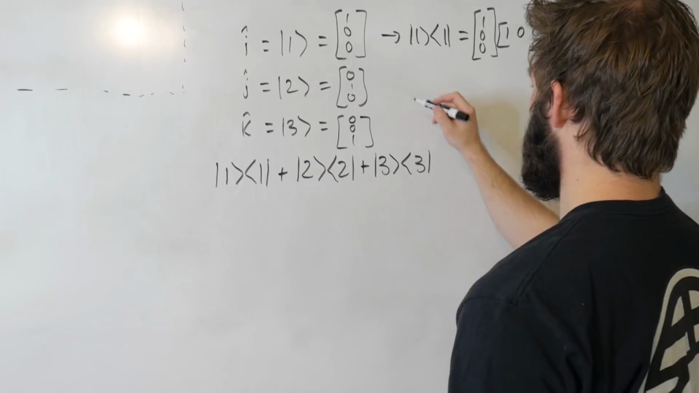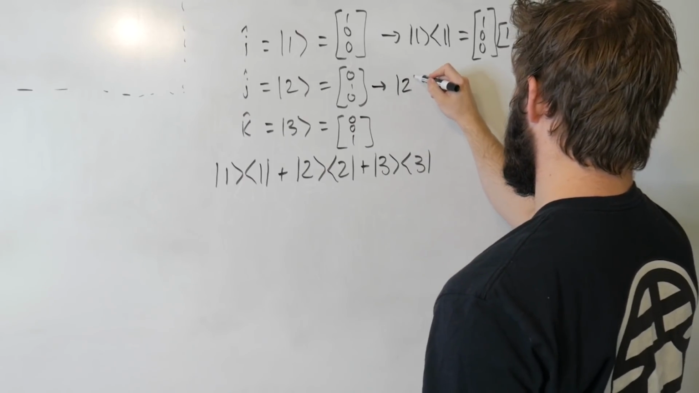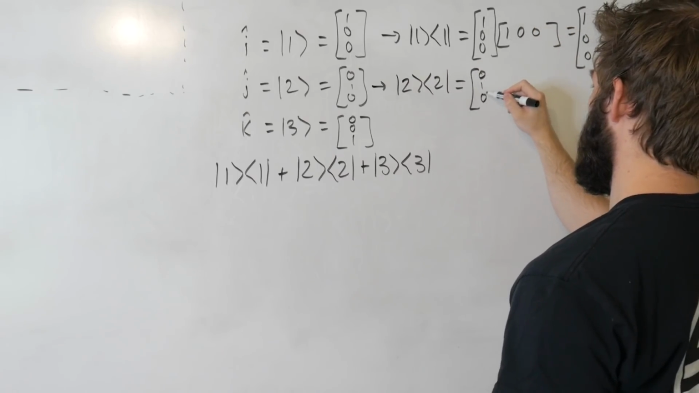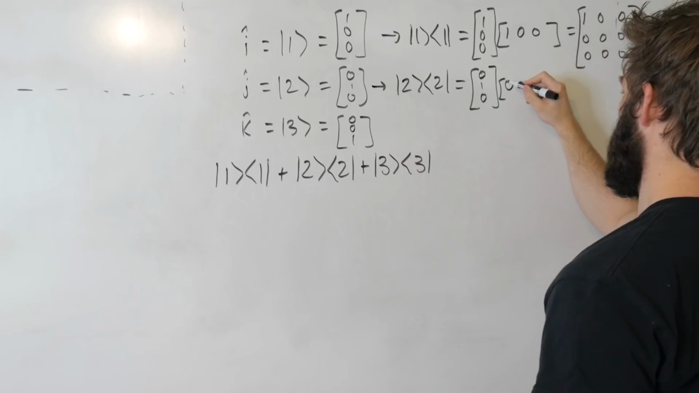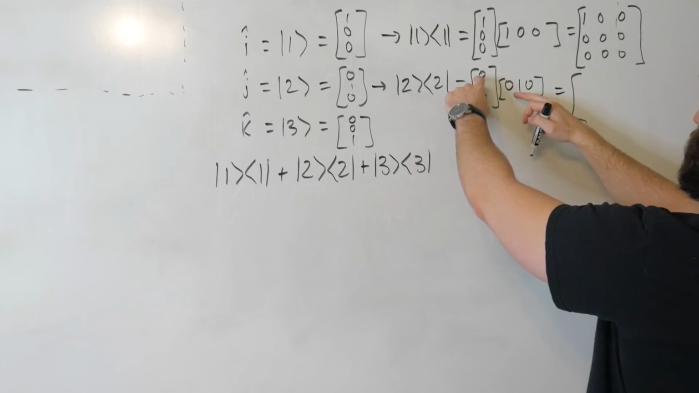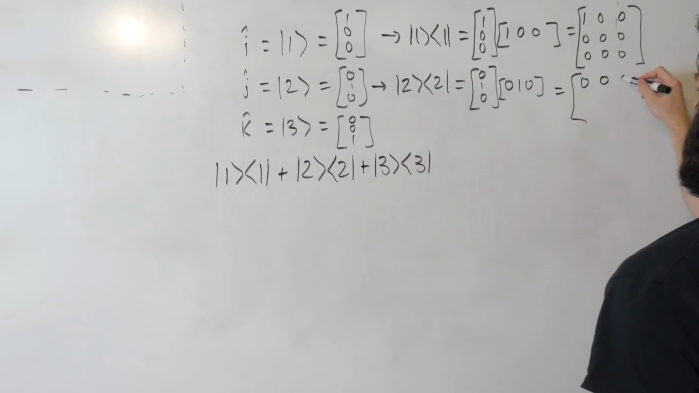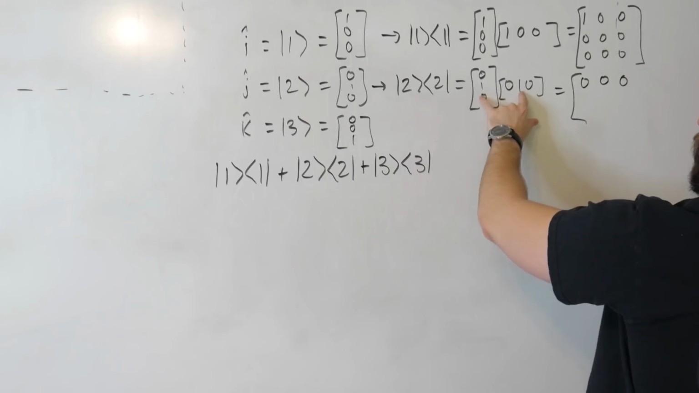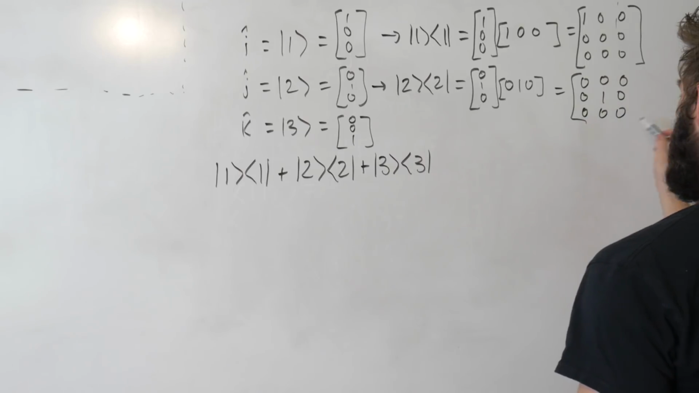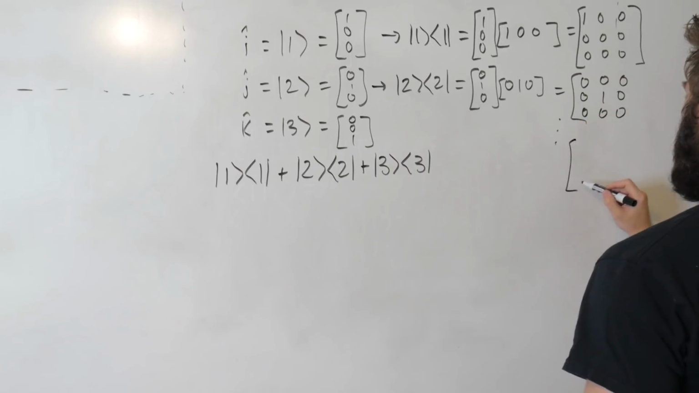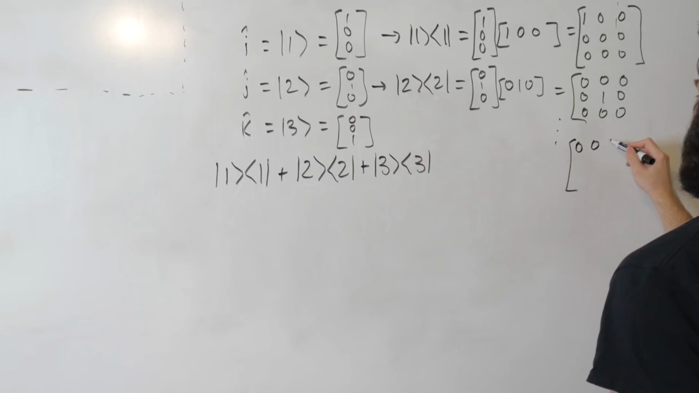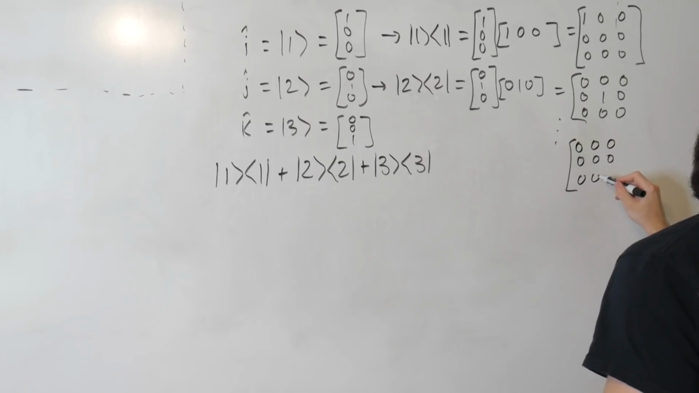And if we do |2⟩⟨2|, I'm just going to do this one, and then I think it'll be clear how the next one goes. So we got 0, 0, 0, and then we got a 0, 1, 0, and a 0, 0, 0. And we can go ahead and just write out the one for |3⟩⟨3|. That's going to give us 0, 0, 0, 0, 0, 0, 0, 0, 1.